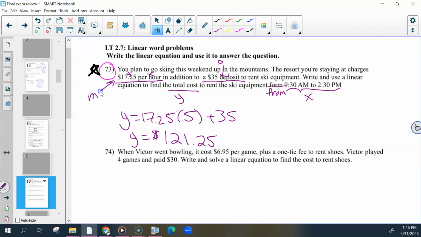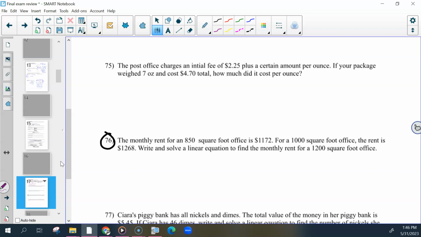Questions on 73 before we do 76? Wait, that's it? Yes. So it's only one type of question per objective. So you're only going to get one of these. I couldn't say which one. And it's already made, so it's not like I'm changing it.